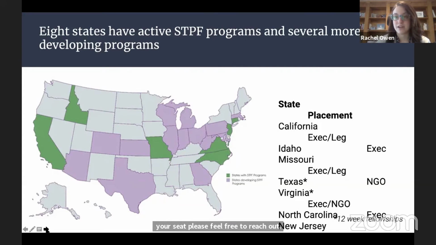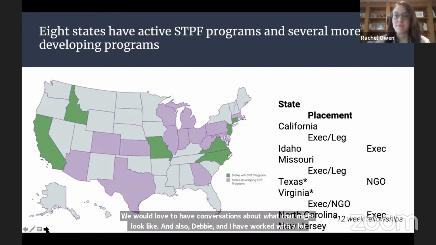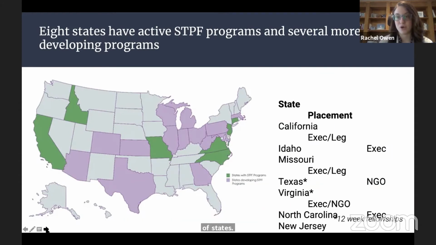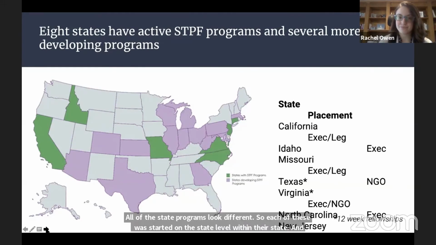So each of these was started on the state level within their state. Some of the states have only executive branch fellowships, some have executive and legislative branch fellowships, and others place their fellows in NGOs. Among these states, there's also full-time fellowships that are available only if you are post-PhD or have a terminal degree. And there's also fellowships that are only available for 12 weeks to students who are currently enrolled at academic institutions in their state, such as Texas and Virginia.